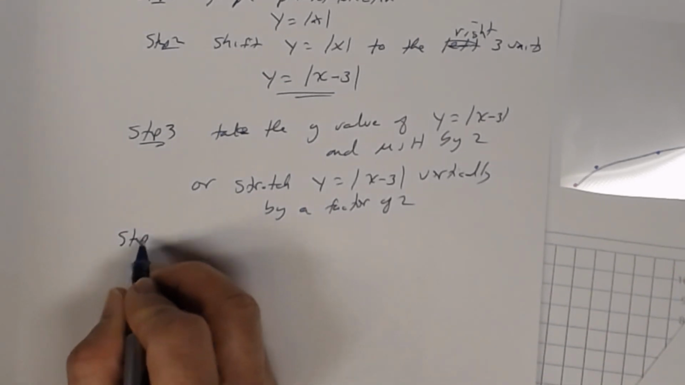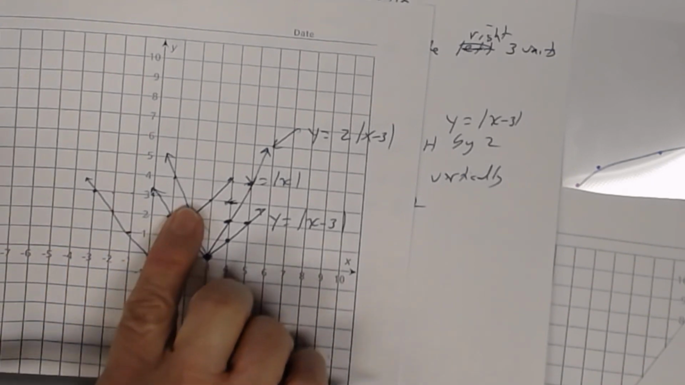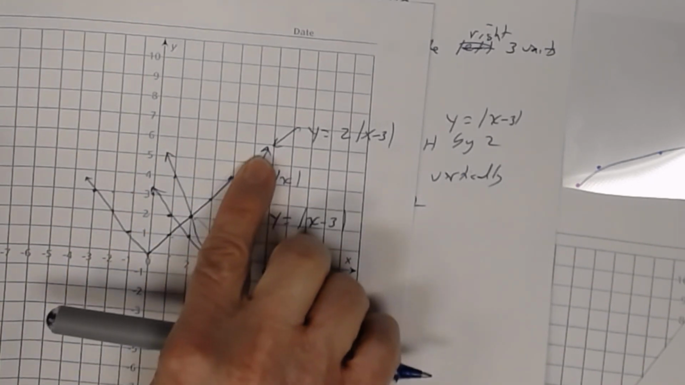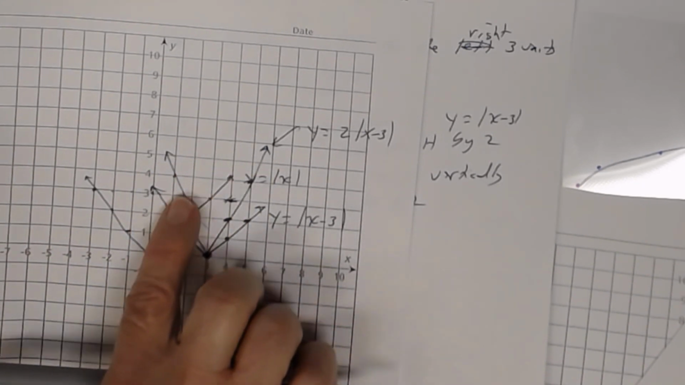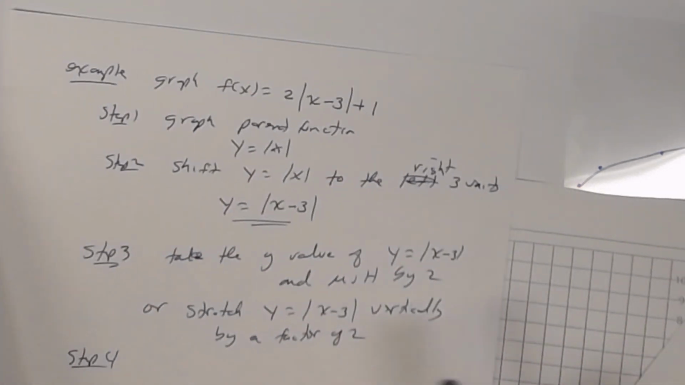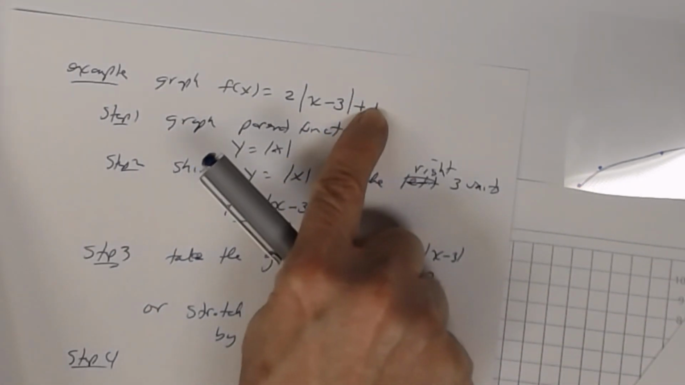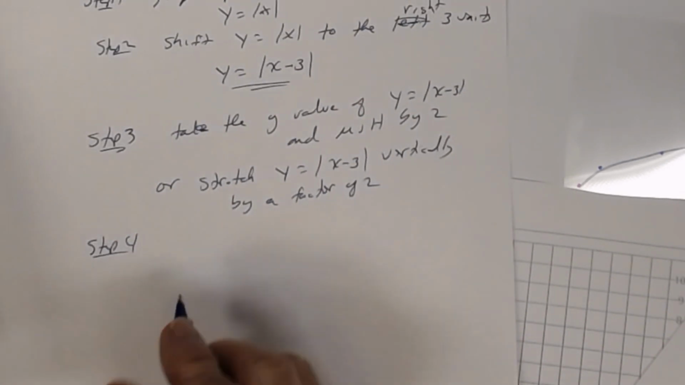Step 4. Step 4 is where you take that third graph. Graph 1, graph 2, graph 3. Step 1, step 2, step 3. And you move it up 1 unit. You shift it up 1 unit. See that plus 1 on the outside? That's a vertical shift up 1 unit. So you're going to say this.